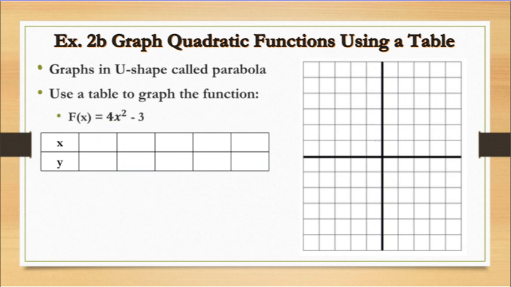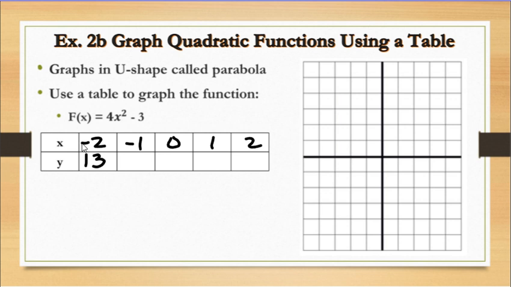Here we have the function 4x squared minus 3. And let's choose some numbers. I always choose the smallest numbers to work with. So let's choose -2, -1, 0, 1, and 2. -2 squared is 4. 4 times 4 is 16. 16 minus 3 is 13.